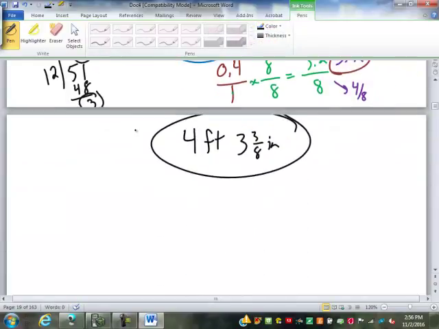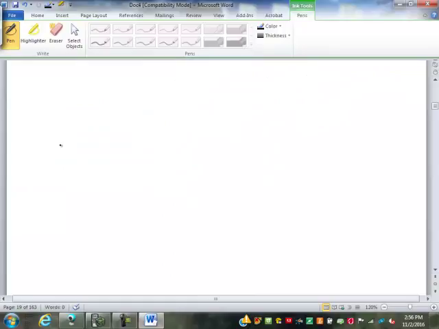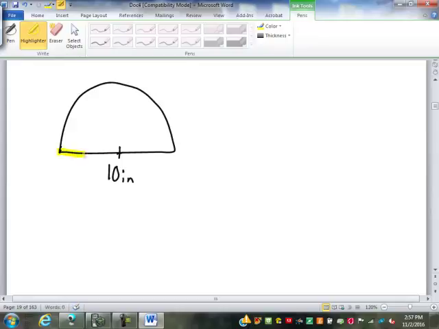So that one's not bad. I'm going to have you guys try one of those in your notes. Take a half circle, and we're going to give it a radius of 10 inches. Find the perimeter all the way around that half circle.